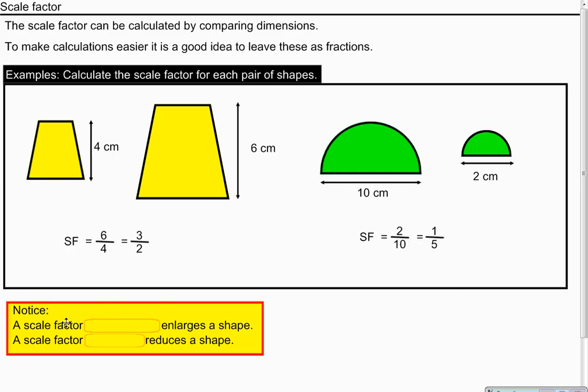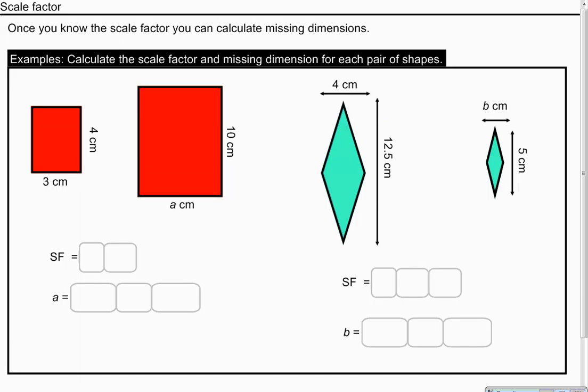We can say a scale factor greater than 1, as in these first two here, will enlarge the shape. So multiplying a side by a number greater than 1 will make it bigger. A scale factor less than 1 will reduce the shape. So multiplying a number by anything less than 1 will make it smaller. Once we know the scale factor involved, either in enlargement or reduction, we can find missing dimensions.